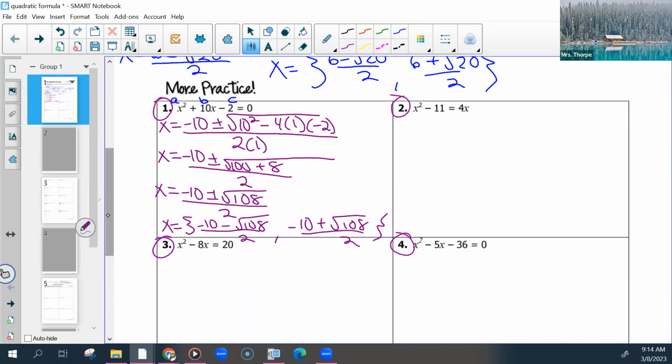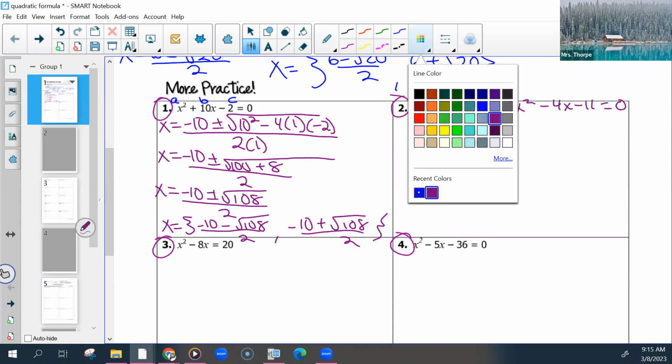In number 2, this is not in the same format. These need to be equal to 0. So anytime it's not, you're going to move anything over so that it's on the same side. So get rid of the 4x, subtract it to the other side. And then I put the 4x in the middle because that would be your standard form, ax squared plus bx plus c. What would be our next step?